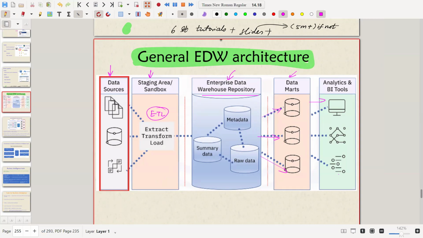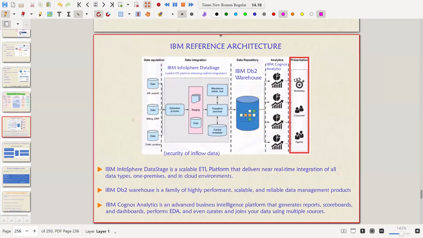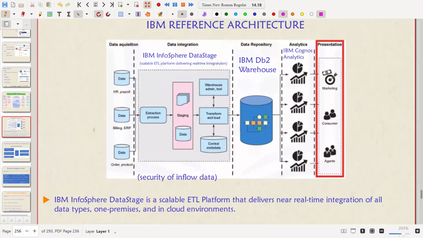This is the enterprise level data warehouse category where IBM falls in also. So let us look into the next slide, the IBM reference architecture. Last class we came to know about the IBM DB2 warehouse, IBM DB2 data warehouse. This is one of the structures of the IBM DB2 data warehouse, where this is the acquisition layer, same. You can see HR, payroll, billing, ERP.